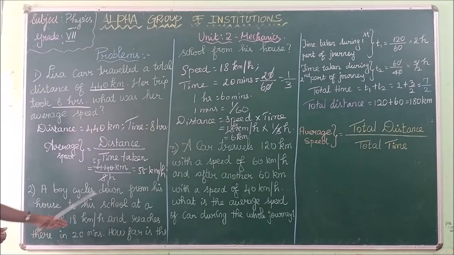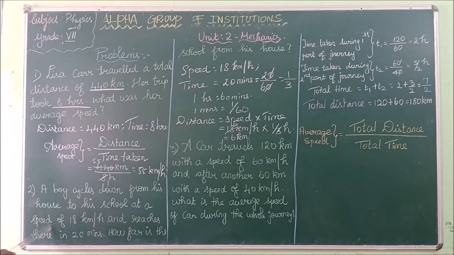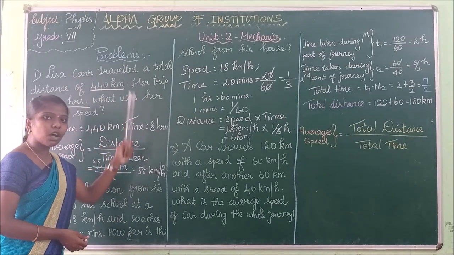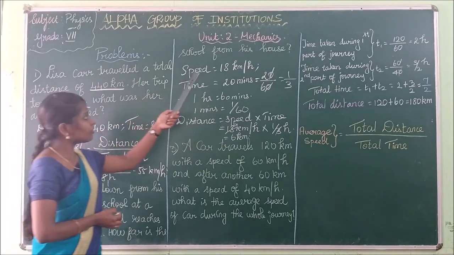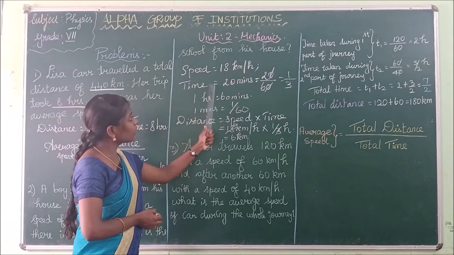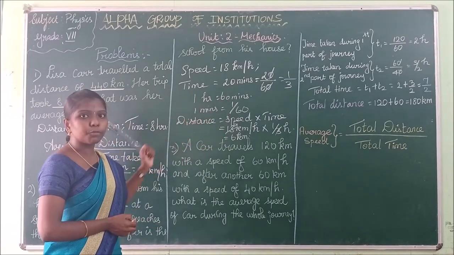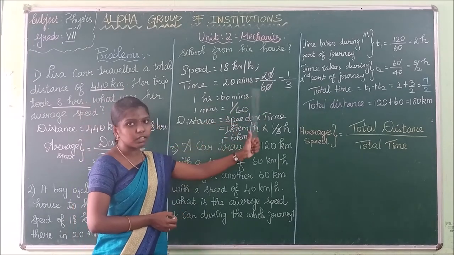Listen. A boy cycles down from his house to his school at a speed of 18 km per hour and reaches there in 20 minutes. How far is the school from his house? They are asking us to calculate distance from school to his house. They have given us the speed value and time value. Speed is equal to 18 km per hour. Time is 20 minutes. They have given it in minutes, so you have to convert minutes to hour. You have to divide 20 by 60. The value is 1 by 3 hour.